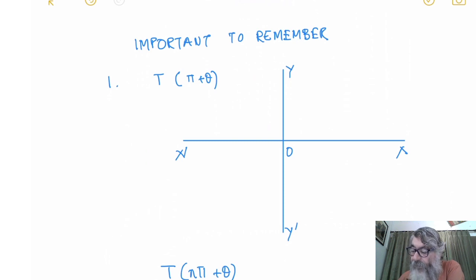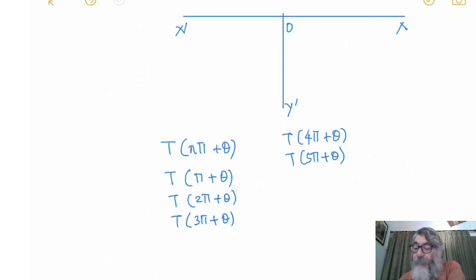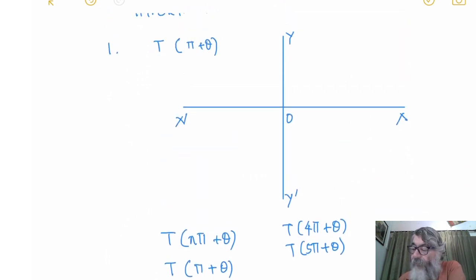Meaning thereby, please understand, if I am saying any trigonometric angle which is pi plus theta, 2 pi plus theta, 3 pi plus theta, 4 pi plus theta, 5 pi plus theta, I'm taking plus just now, that means along the x-axis there is no change. There is no change.